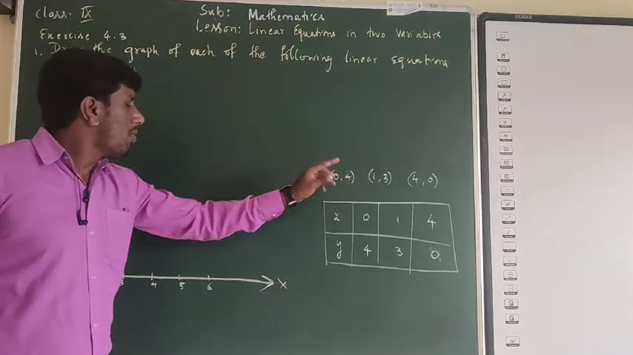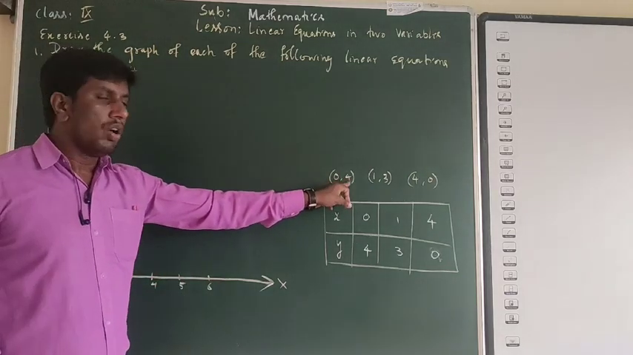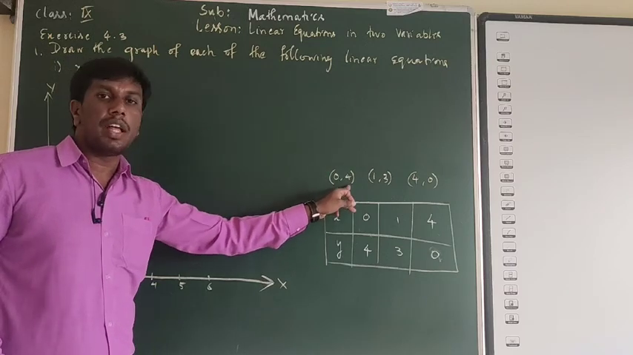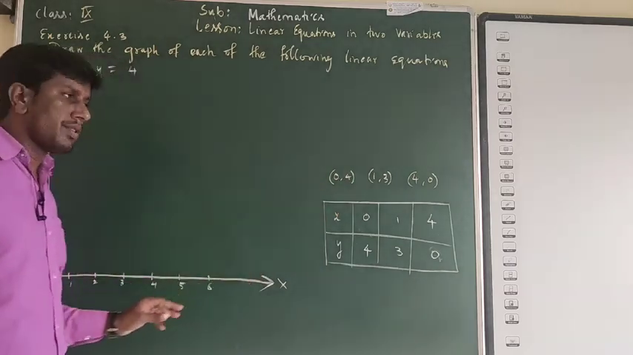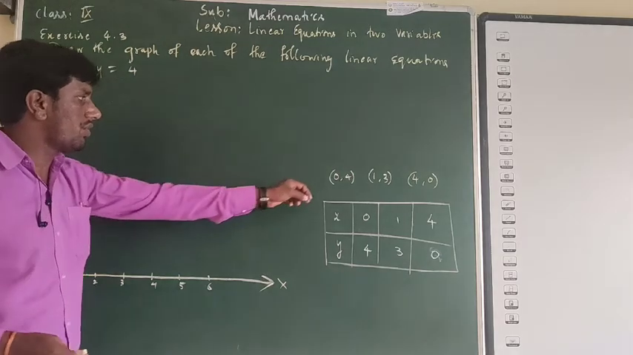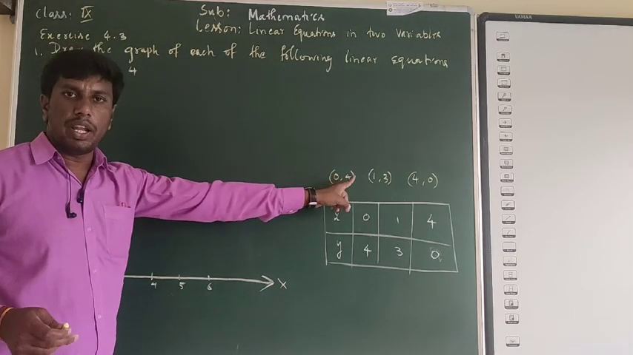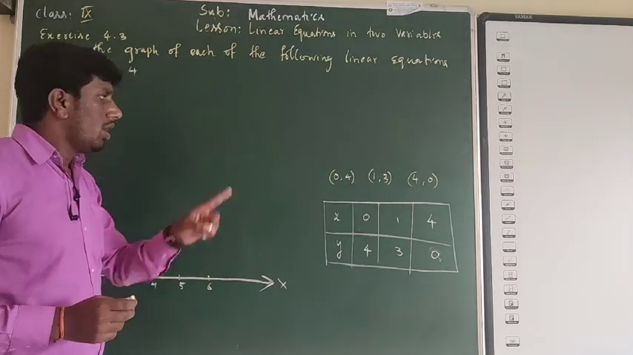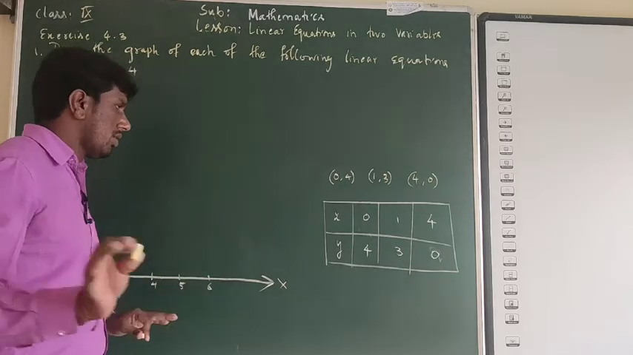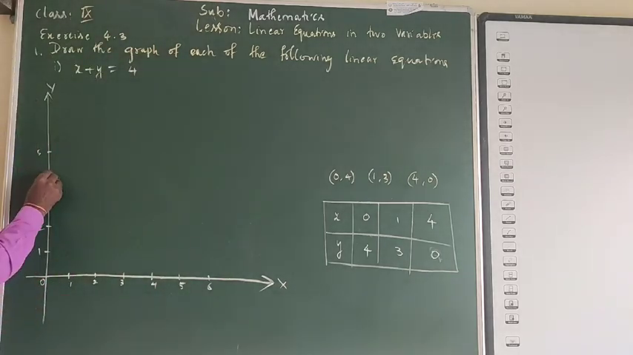Okay. 0, 4. The x value is 0. That means this point should lie on the y-axis. We have learned in coordinate geometry: if the x value is 0, that point will lie on the y-axis. If the y value is 0, then that point will lie on the x-axis. But you need to remember that. So this is 0, 4.